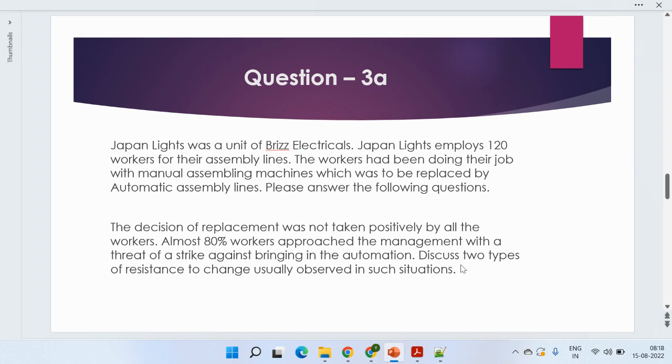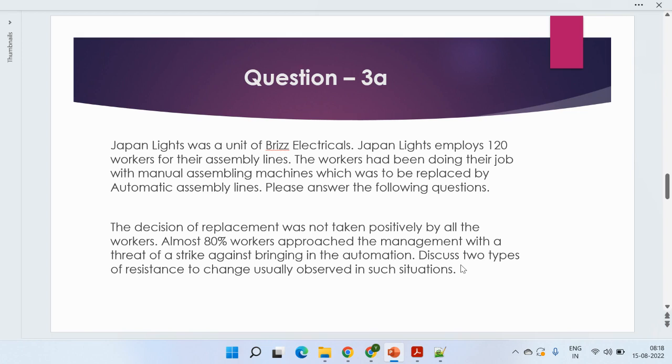Japan Lights was a unit of Bridge Electricals. Japan Lights employs 120 workers for their assembly lines. The workers have been doing their job on manual assembly machines, which were being replaced by automatic assembly lines. Please answer the following question. The decision of replacement was not taken positively by all the workers. Almost 80% of the workers approached the management with the threat of strike after bringing the automation. Discuss two types of resistance to change usually observed in such a situation.